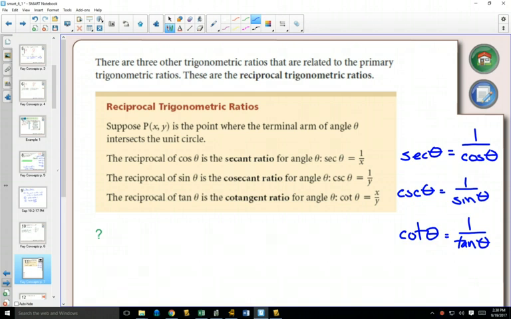And since tangent is sine over cos, and reciprocals are flipping things, we can also write cotangent as cos over sine.